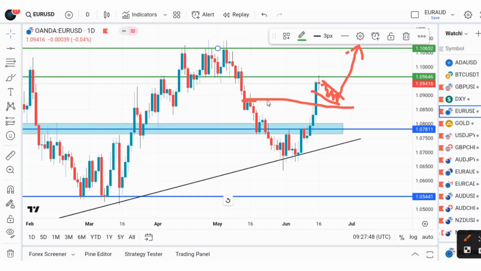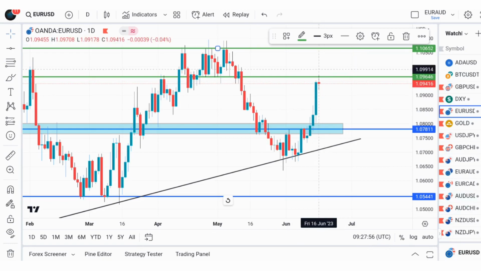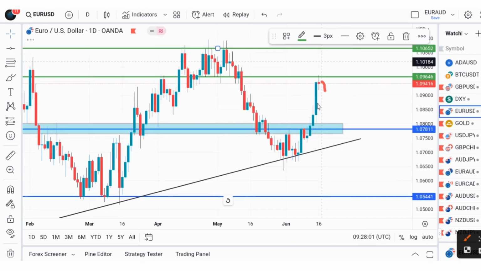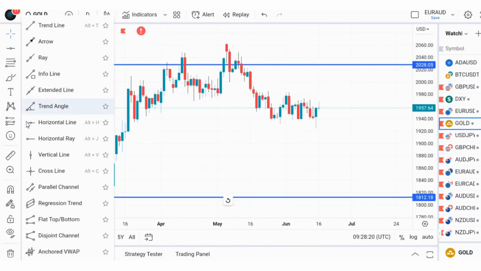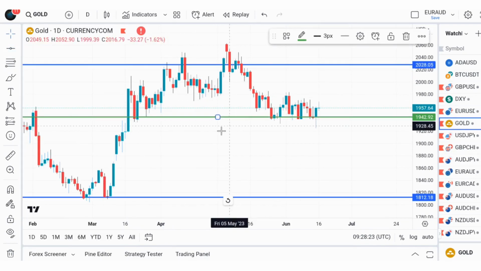The pullback might actually end at this particular area because we have a reversal pattern already, and if we have a bearish candle close below this reversal pattern, it means that we can still see more reversal to this particular level, and then maybe the buyers might come in at this level and drag the price to 1.106652. So let's check gold, and gold to this level too.